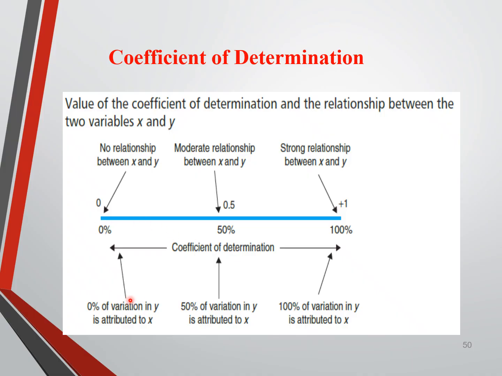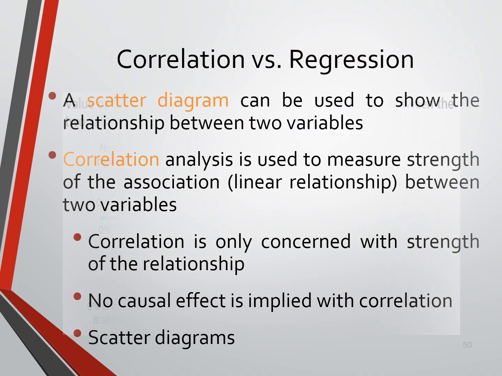Now here I say that if my r square value, the coefficient of determination, is 0, it means that 0% variation in y is attributable to x. Here, 50% variation in y is attributable to x. And here it is 100%. So you can move from no relation to moderate to strong relations between the two. Now, once we come to the correlation value being high, which we get from the scatter diagram we understood earlier.